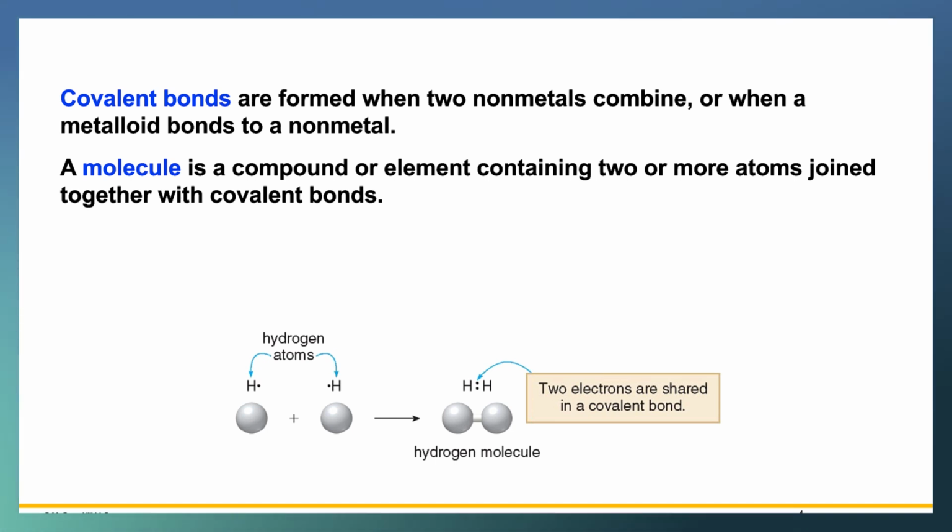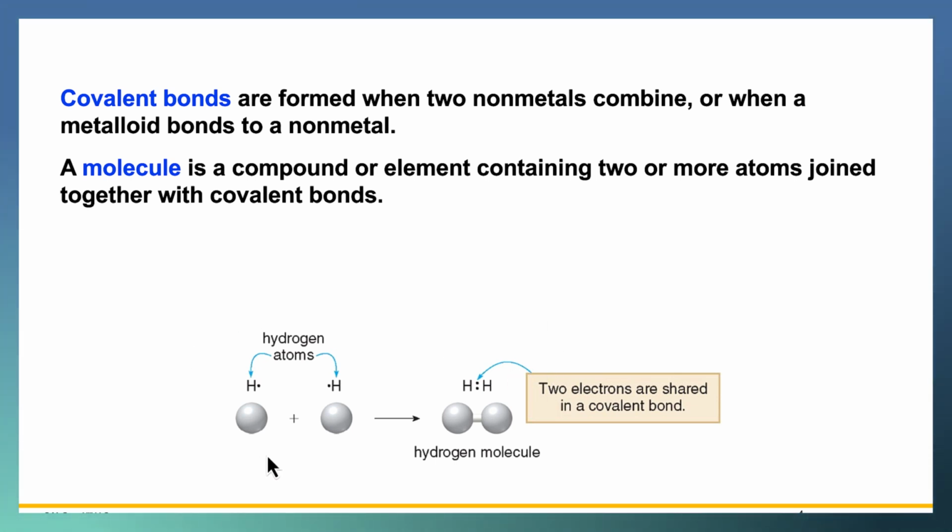When we have covalent compounds or molecular compounds, you can hear it either way, these are going to be formed when two nonmetals combine or when a metalloid bonds to a nonmetal. For our purposes, we're going to focus on when two nonmetals combine. When two atoms decide to share those electrons, we call that a molecule.